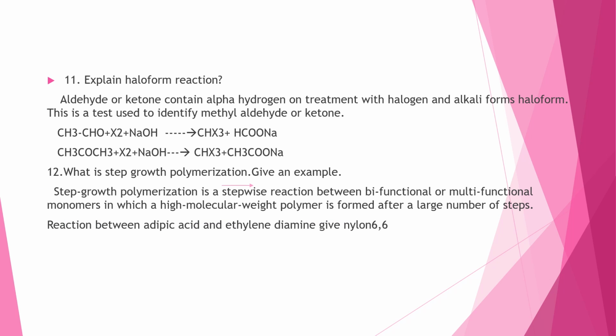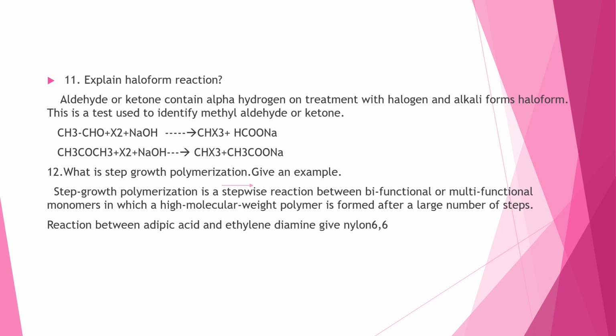Question number 11. Explain the haloform reaction. Actually, this reaction is used for identifying aldehydes or ketones which contain a CH3 group directly attached to the carbonyl group. So, aldehydes and ketones contain alpha hydrogen. On treatment with alkali, there must be 3 alpha hydrogens, that means there must be a CH3 group. They will form haloform. If we are treating with iodine, they will form iodoform, a yellow precipitate, and that is used as a test.